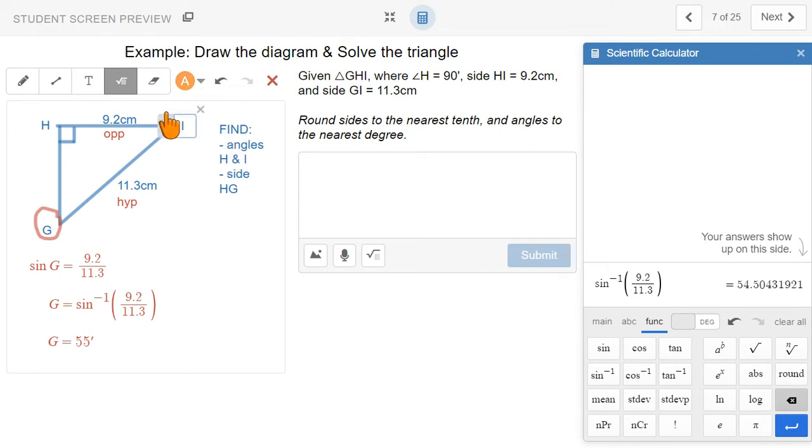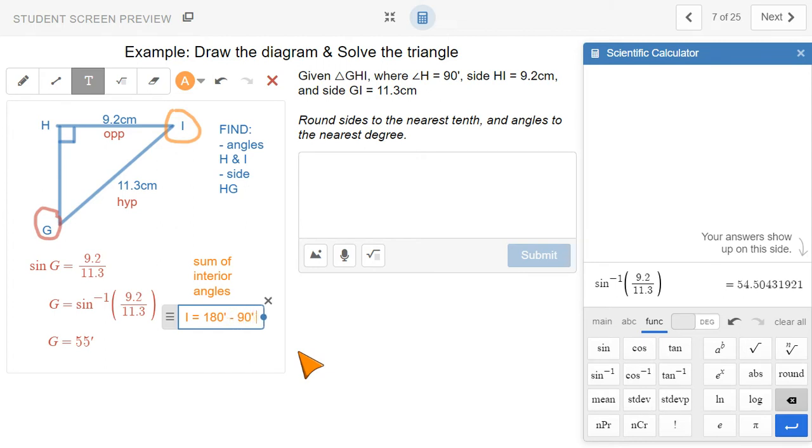Next one. For angle I, I'm going to use sum of interior angles. I know that all of it has to add up to 180. So I is equal to 180 minus 90 degrees minus 55. All of that is equal to 35 degrees. So we've got two values now.